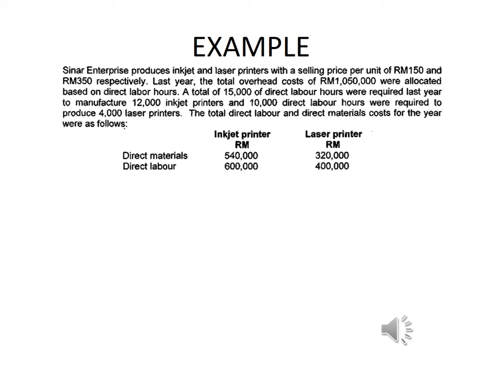Refer to the example. I will read it for you. Signer Enterprise produces inkjet and laser printers, with a selling price per unit of 150 and 350 respectively. Last year, total overhead costs of 1,050,000 were allocated based on direct labor hours. A total of 15,000 direct labor hours were required last year to manufacture 12,000 inkjet printers, and 10,000 direct labor hours were required to produce 4,000 laser printers.